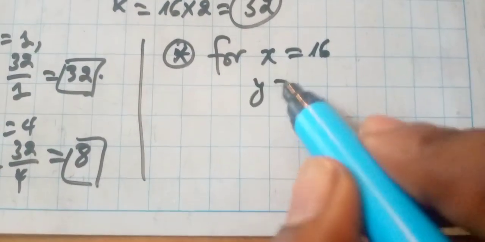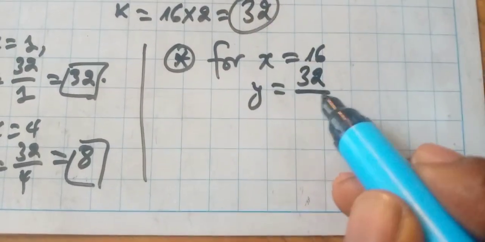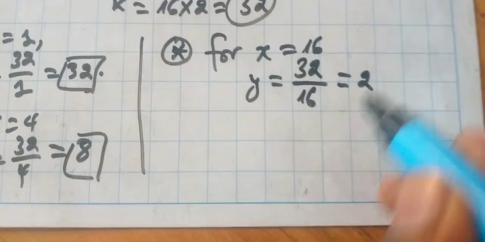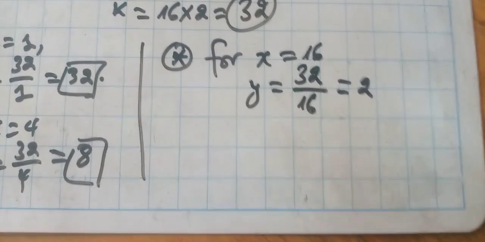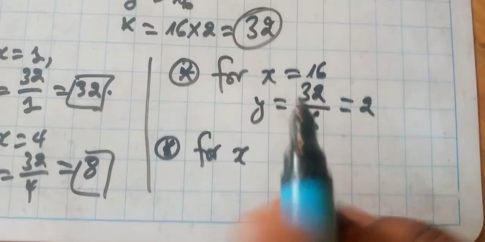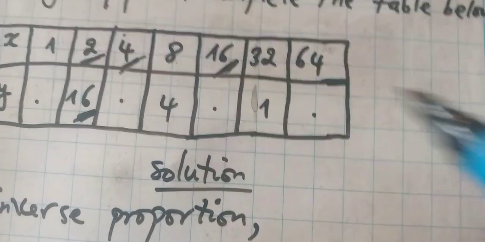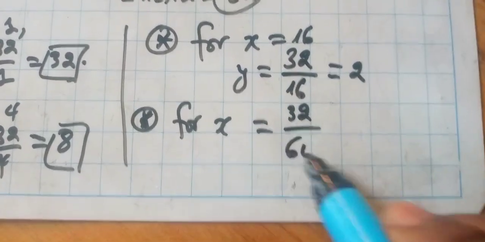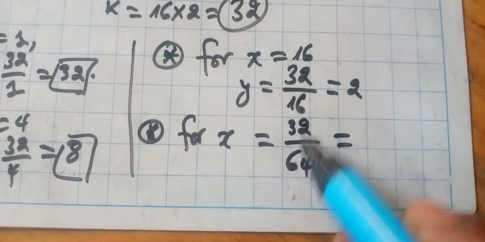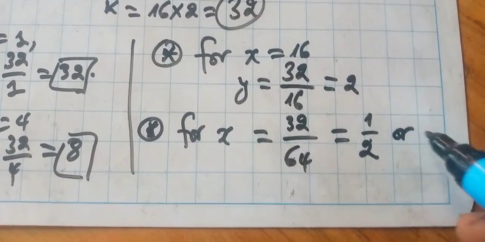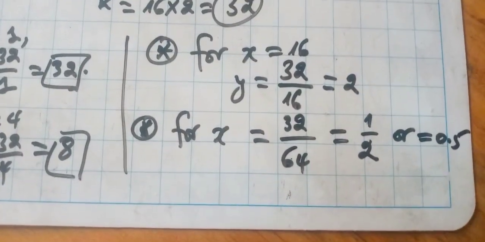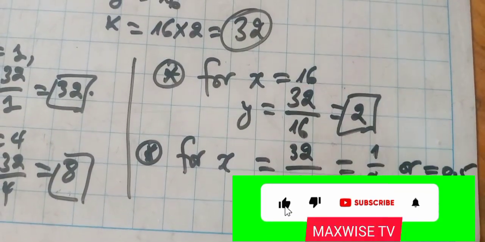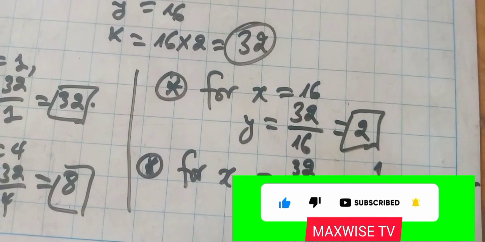For x which is equal to 16, right? My y will be equal to k, which is 32 divided by 16. Now this one will be 2. For x which is equal to 64, here we have 32 divided by 64. When we simplify by 32, here will be 1 over 2, or this can be expressed as 0.5, right? So those are different values of y.